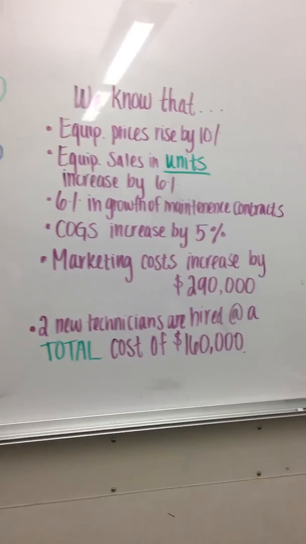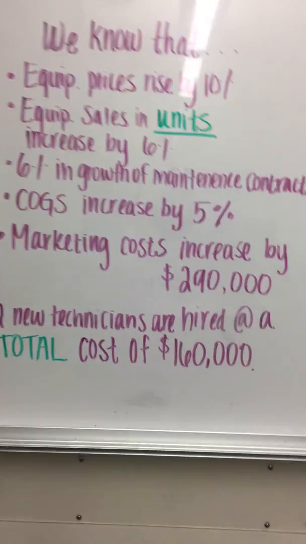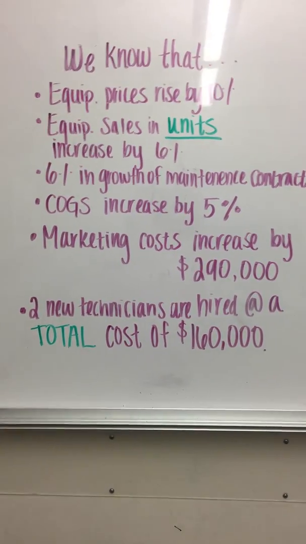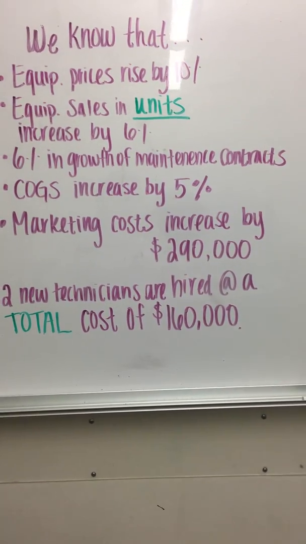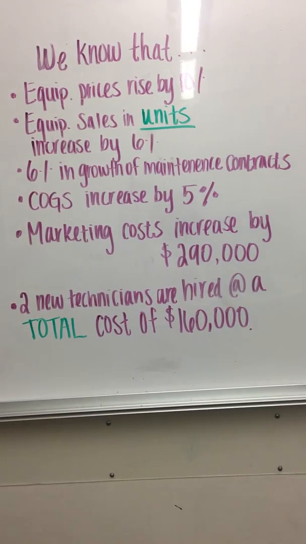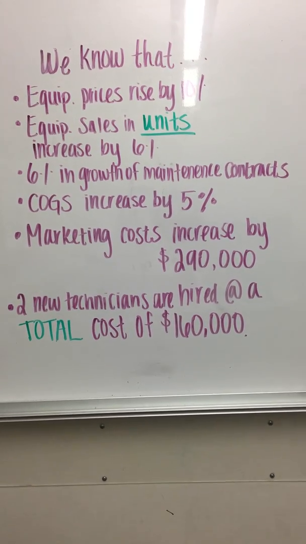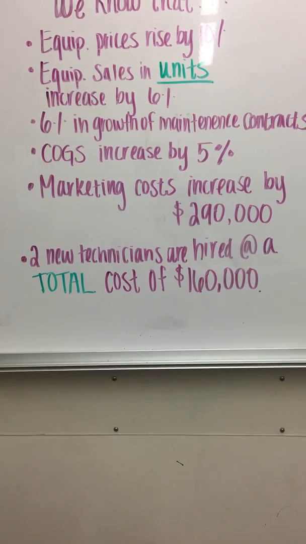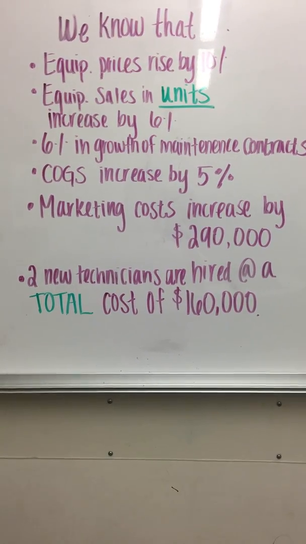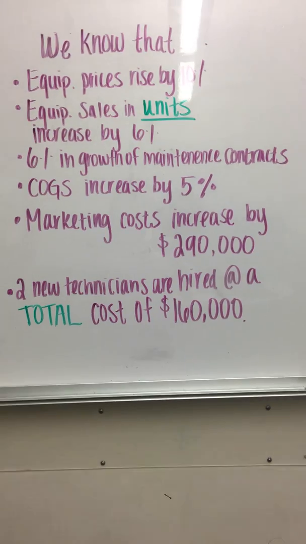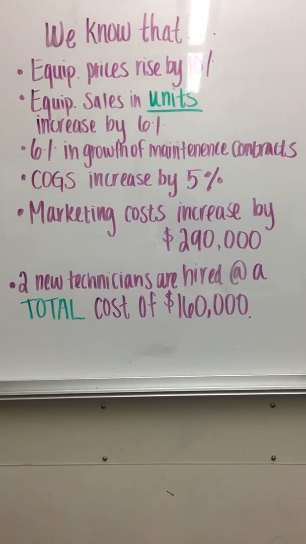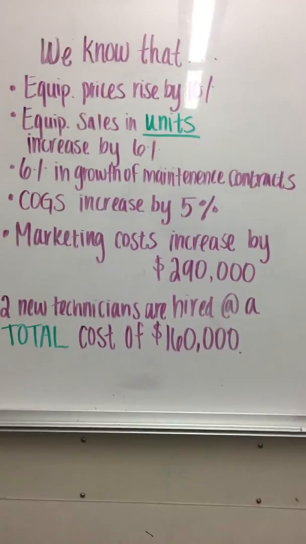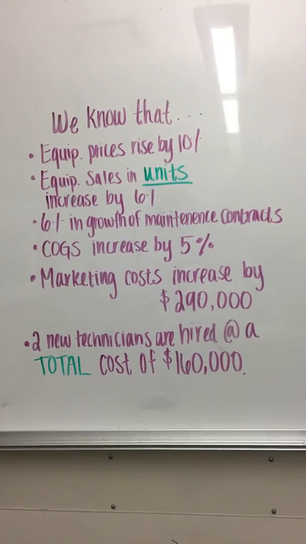In the problem, we are given, or we know, that equipment prices rise by 10%, equipment sales in units increase by 6%, and there is 6% growth in maintenance contracts. Cost of goods sold goes up by 5%. Our marketing costs increase by $290,000. We also hired 2 new technicians at a total cost of $160,000. And we also know that our administration costs remain the same because no additional information was given for that.